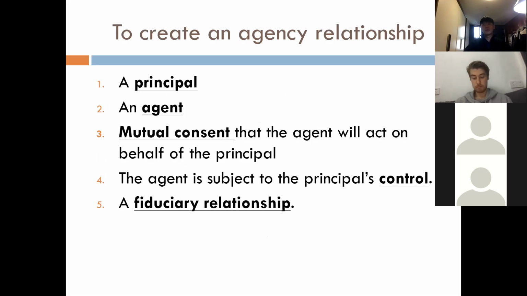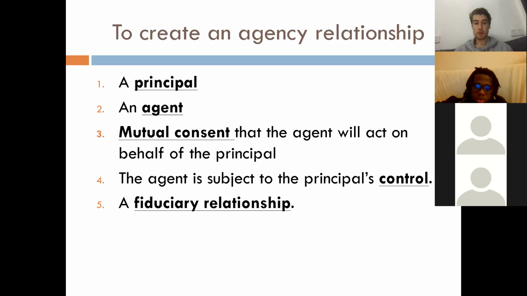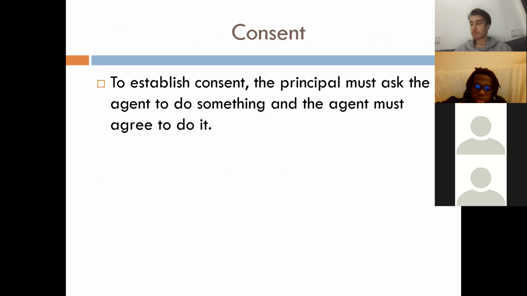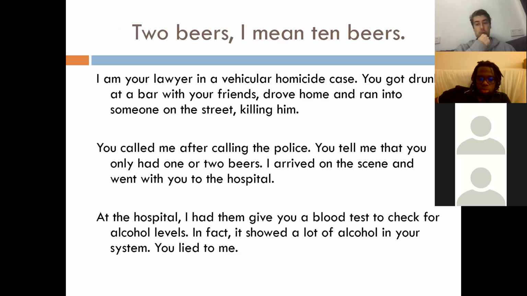We obviously know you need the principal, the person who's controlling, and the agent, the person who is controlled. The next thing you need is consent, some kind of agreement. To have consent, the principal must ask the agent to do something, and the agent must agree. There has to be some kind of back and forth. It doesn't have to be super clear and direct, like, please be my agent, but there has to be some kind of consent. Let's look at a few examples.